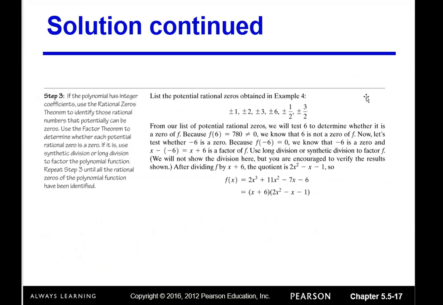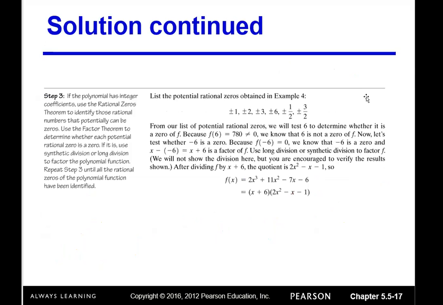It says, from our list of potential rational zeros, we will test 6. I don't know why, they just decided to pick 6 to determine whether it is a 0. Most people start with the number 1. For some reason, they said, let's start with 6. You can start with any number you want.